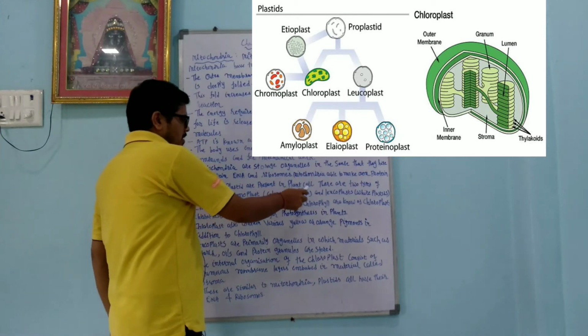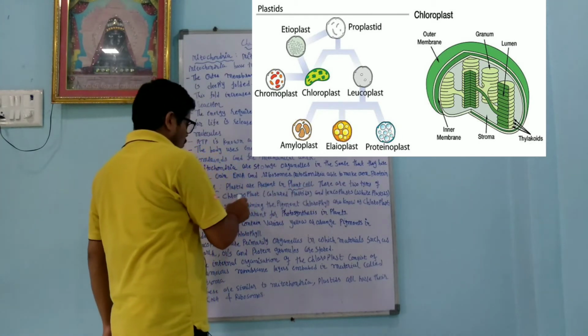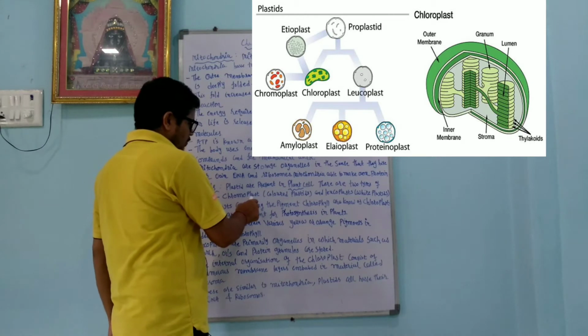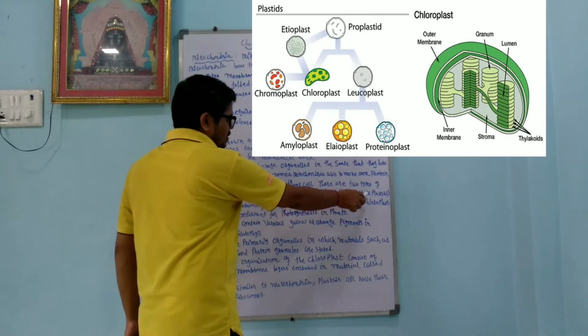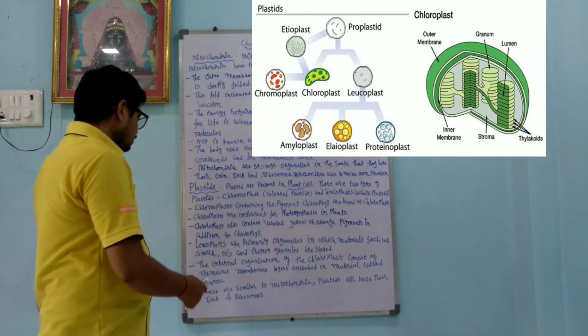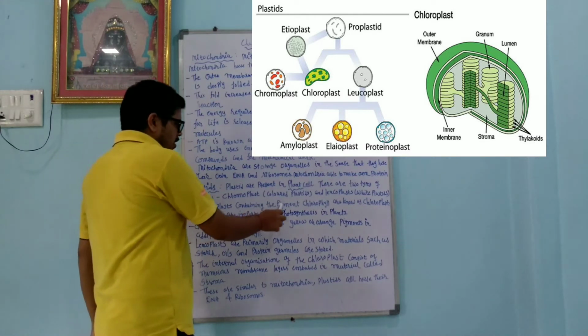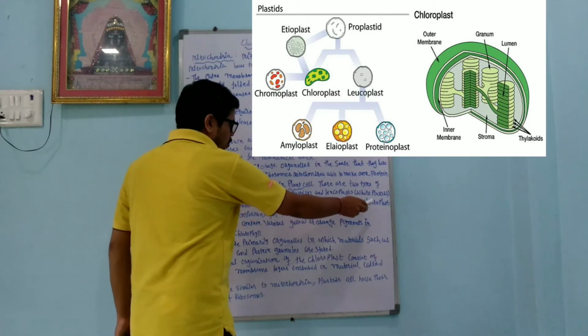Plastids are present in plant cells. There are two types of plastids: chromoplasts, which are colorful plastids, and leucoplasts, which are white plastids. Chromoplasts containing the pigment chlorophyll are known as chloroplasts.